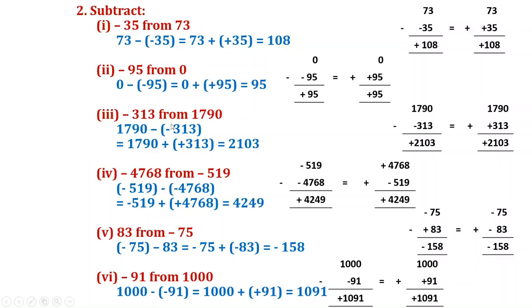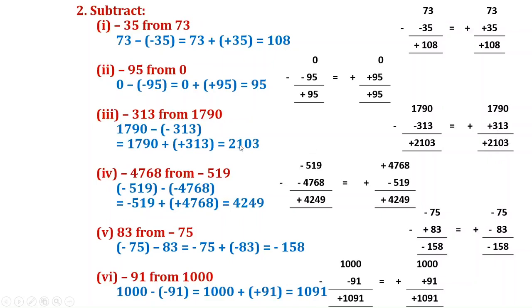and change the second number as its additive inverse. What is the additive inverse of minus 313? Plus 313. Now both the numbers became positive numbers. See on the right side: 1790 plus of plus 313. So simply add these two numbers, you will get 2103.